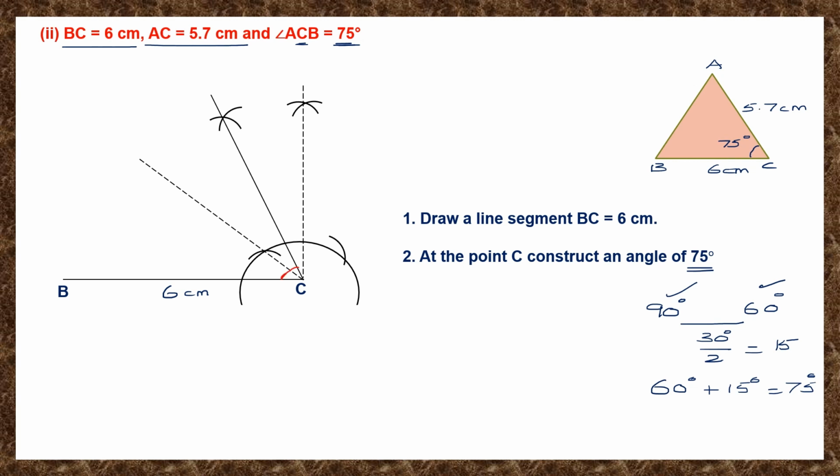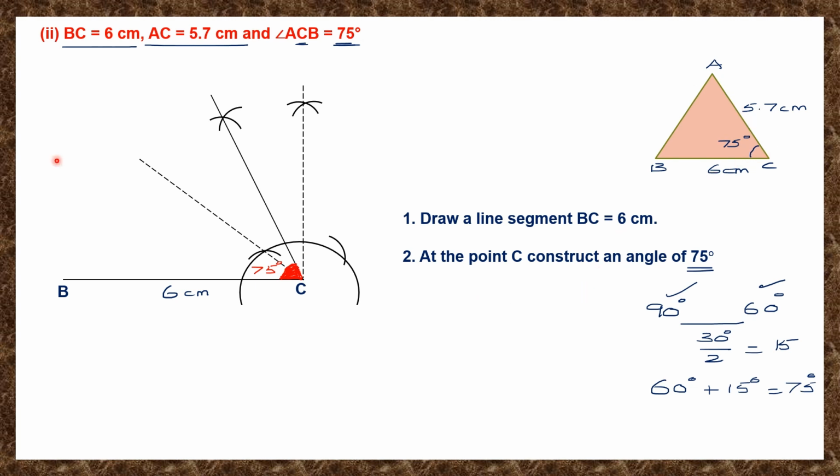This whole thing is now 75 degrees. So now let's go back to the rough figure. So we have 6 centimeters here. We have 75 degrees here. What else is given to us? Is 5.7 centimeters. And this is on this side.